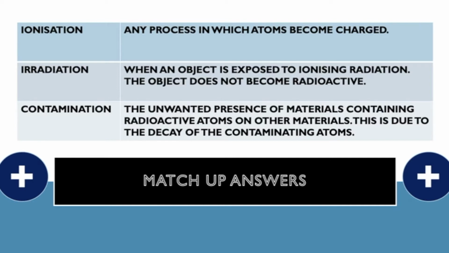Ionisation is any process in which atoms become charged. Irradiation is when an object is exposed to ionising radiation. The object does not become radioactive. And contamination is the unwanted presence of materials containing radioactive atoms on other materials. This is due to the decay of the contaminating atoms. Okay, so there's three definitions that you just need to be aware of. You need to know those three, and it will help if you have an idea of what those mean as we go through this topic.